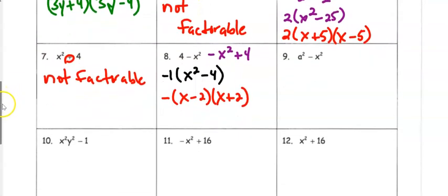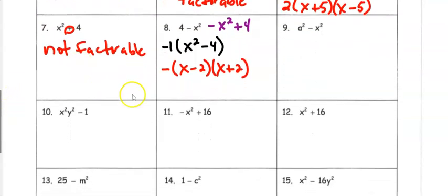Pause the video for a moment. Give yourselves a little bit of time to try number 9, number 11, number 12, and number 15. Okay, so pause the video, take care of those 4, and then come back.